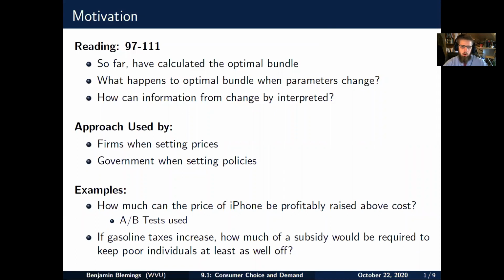And another more policy-oriented question is, if we were to increase gasoline taxes, how much of a subsidy would be required to keep poor individuals at least as well off as before the gasoline tax increase? And so we're going to get at questions like that using these techniques that I'm about to show you.